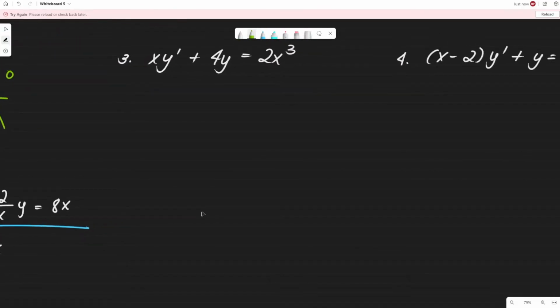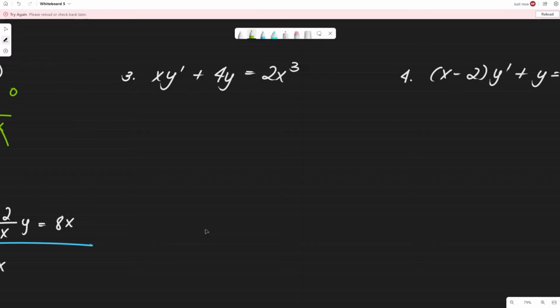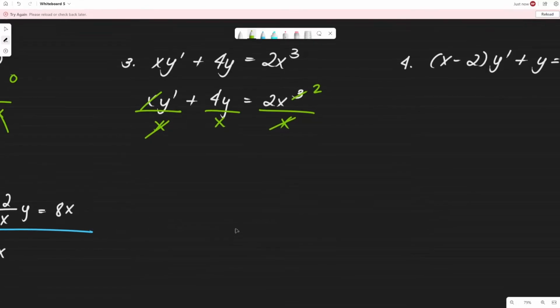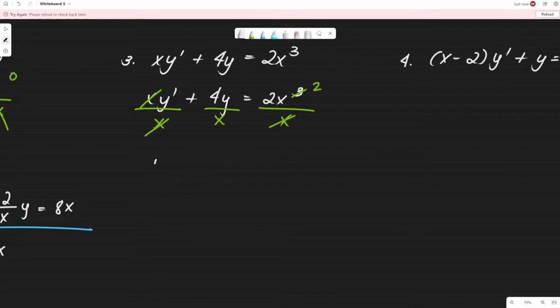So, we have our third example here. So, we have xy prime plus 4y is equal to 2x cubed, no? So, madali lang, no? So, we have, let's divide, kopyahin ko muna. Parang yung kanina lang, no? So, just divide all sides or all terms by x, no? So this one will cancel. Okay, just ito mababawasan ng isa, magiging dalawa na lang. So therefore our DE is y prime plus 4 over xy.